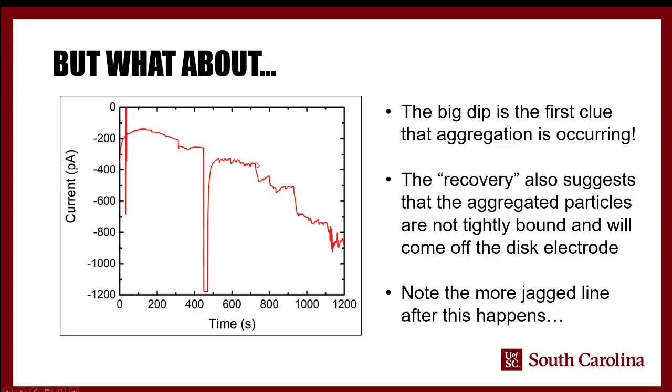But if you want to call it a baseline compared to where it was before the step, it is still increased. So it suggests that most of the particles fell off, but some of them stayed stuck and bound to, or attached to, the electrode. What's also interesting is if you compare the noise in the current measurement before and after this spike happens, it's very clearly more jagged after the spike, after the aggregation hits and comes back off.